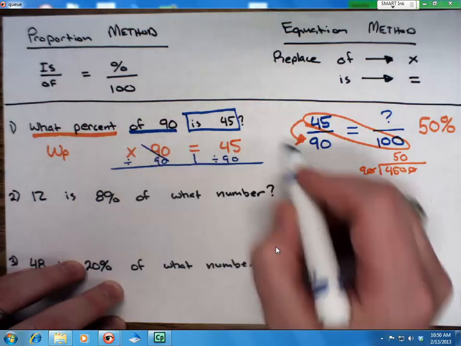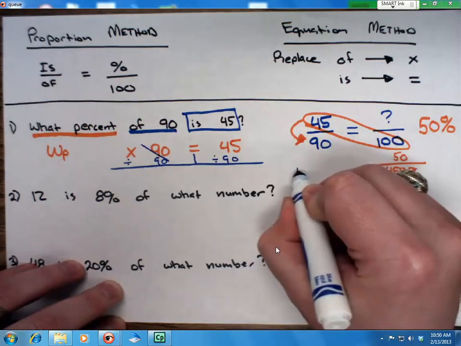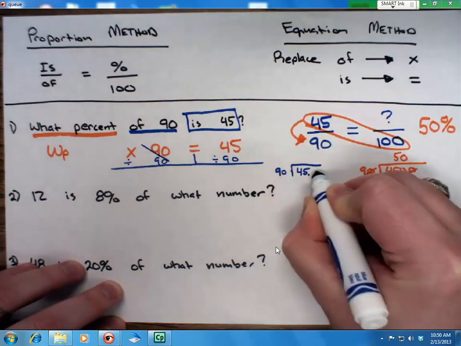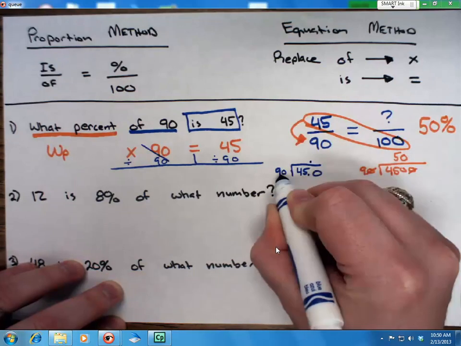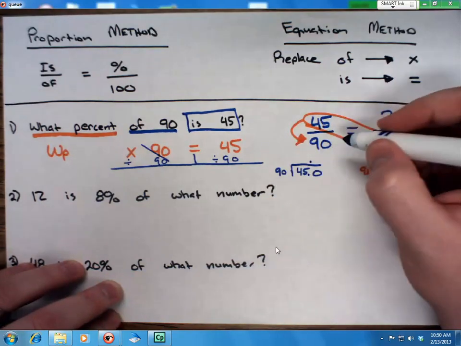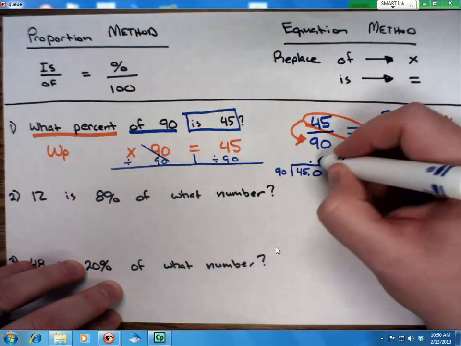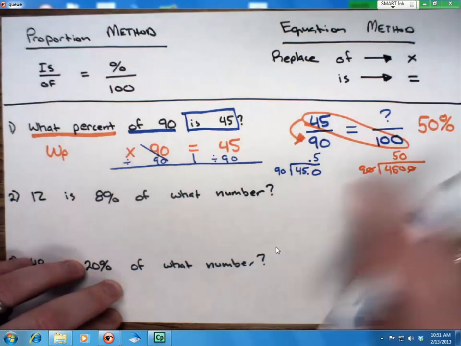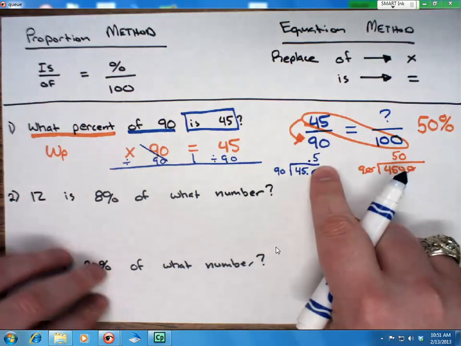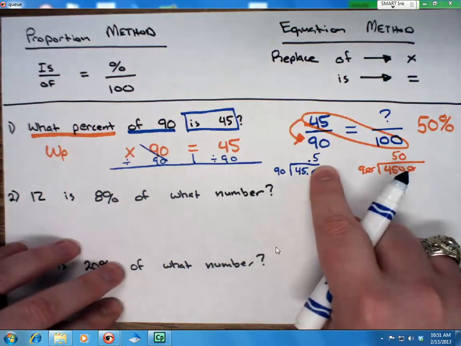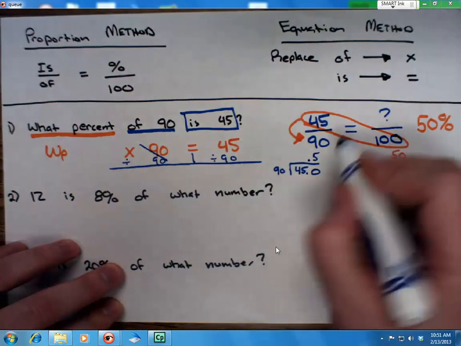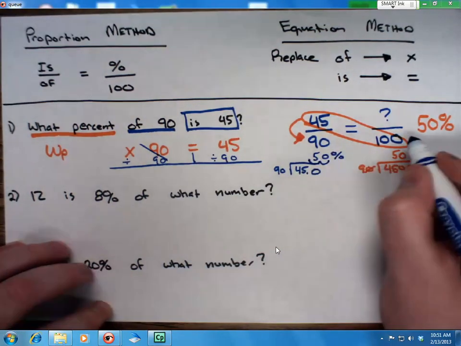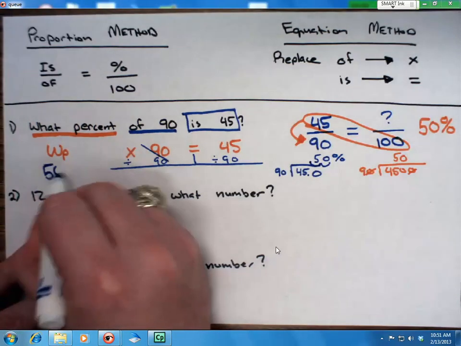Those guys cancel, and that leaves me with 45 divided by 90. I would have to add a decimal and a 0, bring my decimal up. 90 goes into 450, 5 times. Okay, so I got 0.5. Well, 0.5, I have to change that to a percent, so I have to move my decimal over 2 places, 1, 2, which leaves me with 50%. Okay, so that's how I get 50%.